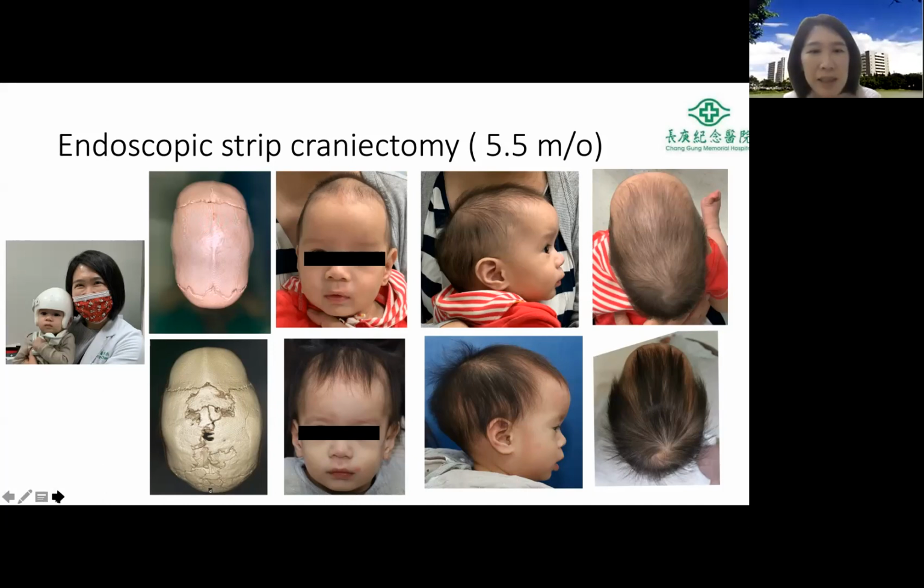I would say that the age is the key problem for the endoscopic approach, because according to the orthotist, it's quite difficult to shape the skull. However, you can still see that the skull shape is improved, but compared to the previous two cases, it's not improved that obviously.